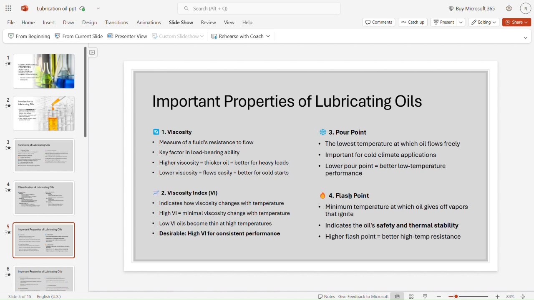And the last one is flash point. Flash point indicates the minimum temperature at which oil gives off vapor that can ignite. So it indicates oil safety and thermal stability. Flash point is basically used for safety reasons and thermal stability. It is also one of the important properties of lubricating oil.